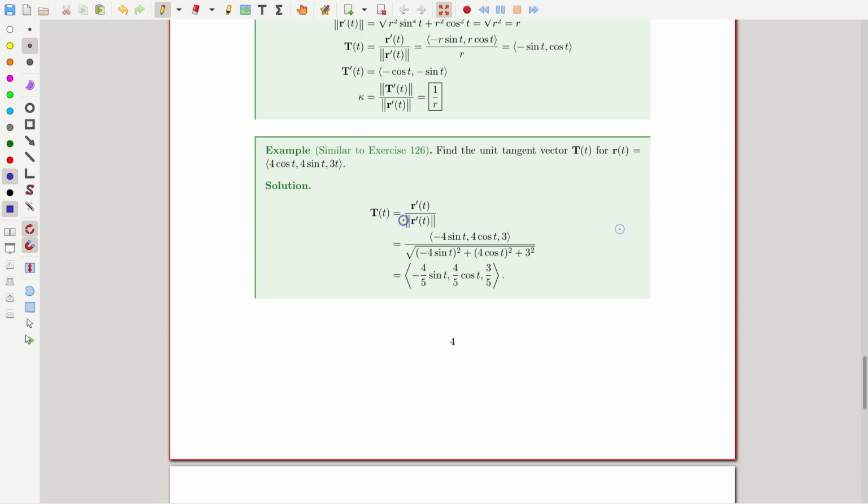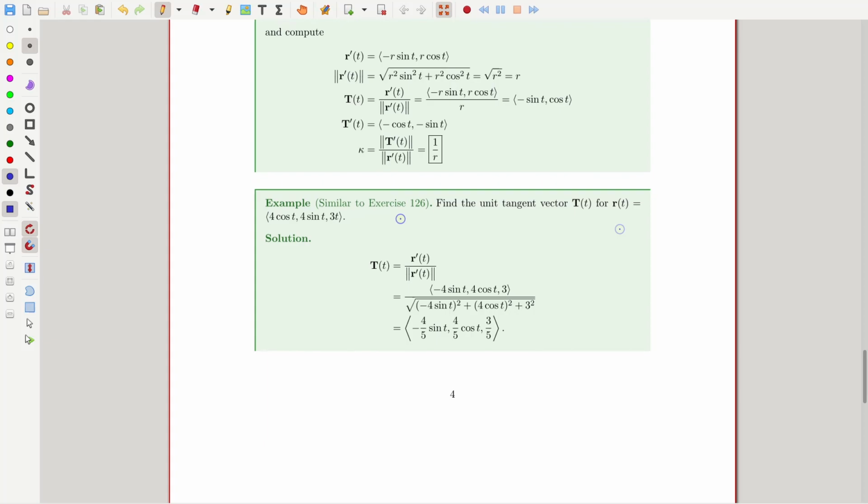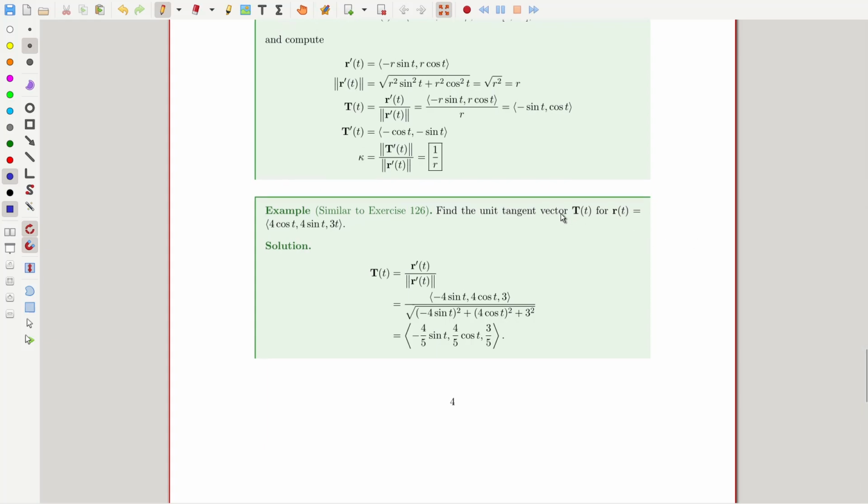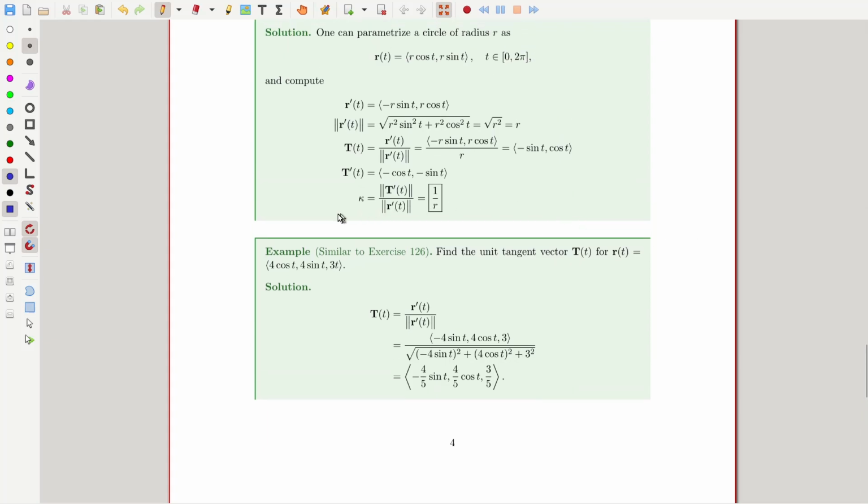It's rather short, this calculation. What's going on here? It only asks us to compute T. We're not asked to calculate the curvature, so we don't need as many steps. T is defined to be r prime over the magnitude of r prime. Okay, that's the definition.